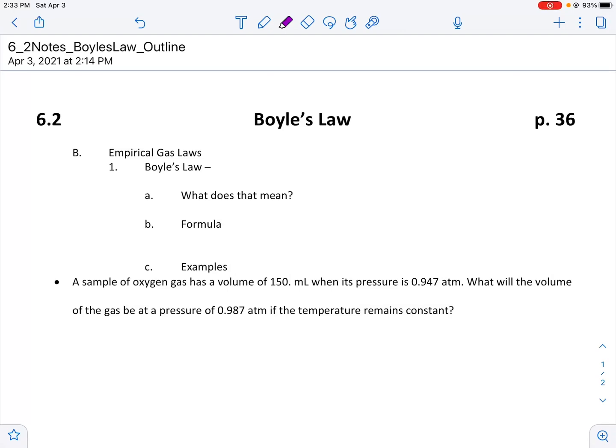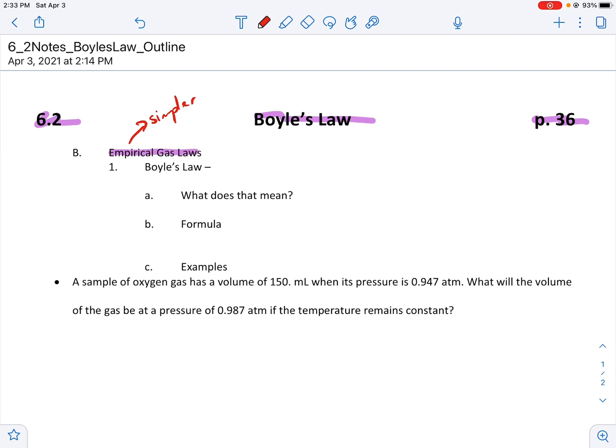This is Boyle's Law, so please write your header on your notes. All right. We are talking about empirical gas laws. We're going to spend a few days talking about the empirical gas laws. What it means to be empirical is we're talking about the simpler ones, all right? Because then they combine into what is called a combined gas law, but we'll get there in just a second.